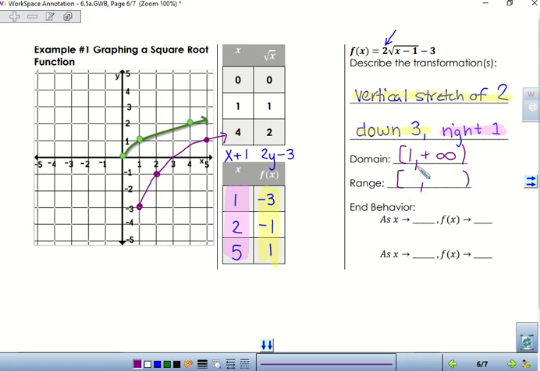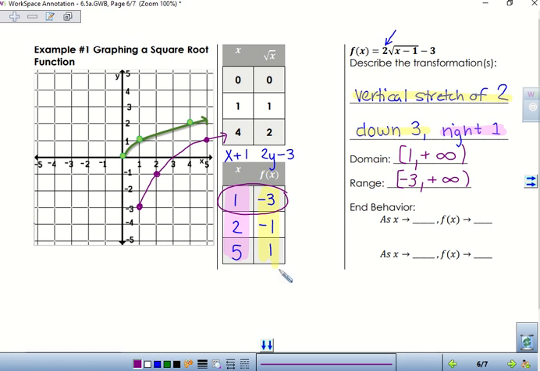And then your range is going to be corresponding to your domain. So when my domain value is at 1, the range value is at negative 3. And it's also going to go up forever. And that's always going to correspond to, if you do your table correctly, of course, this right here. See that?